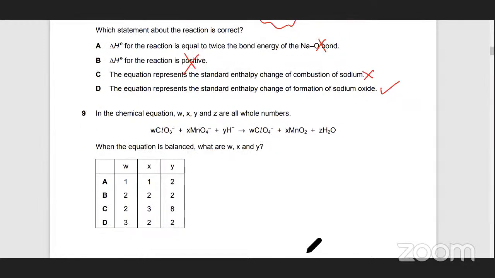The next question asks you to balance this equation. It's a redox equation. So how do you balance a redox reaction? First thing is to figure out the oxidation states. Cl is +5 over here. Mn is +7, but this should be remembered by heart. It's MnO4 -1, that's +7. ClO4 -1. What's the oxidation state of Cl over here?